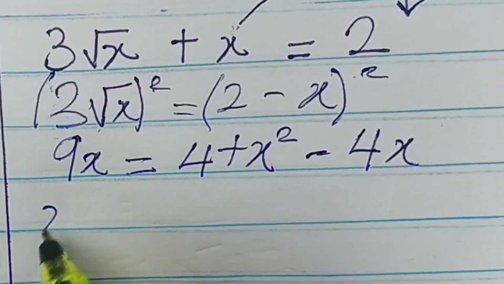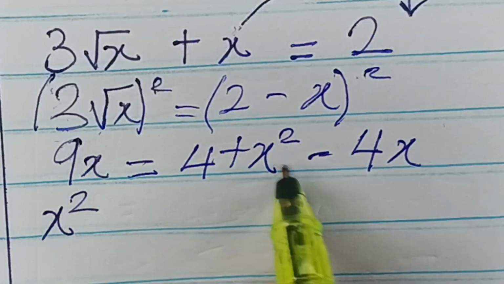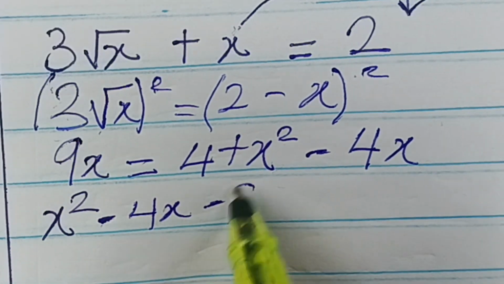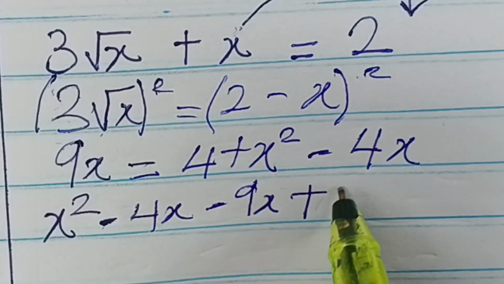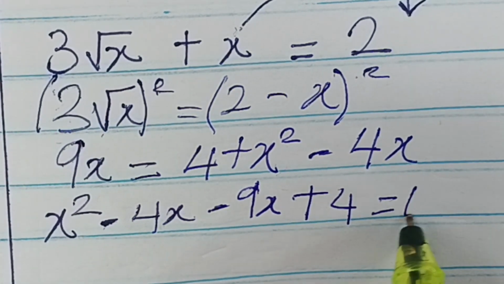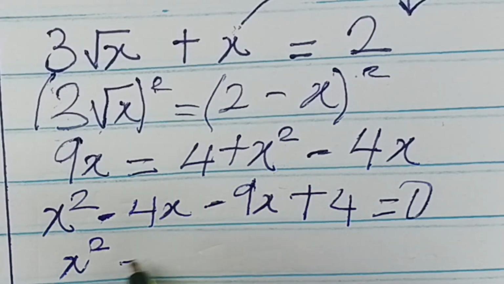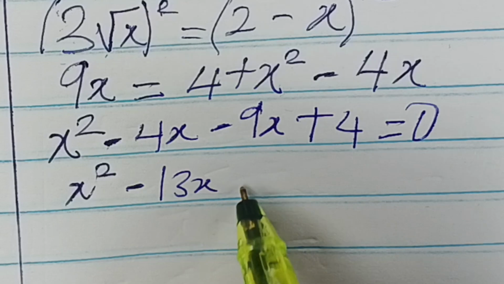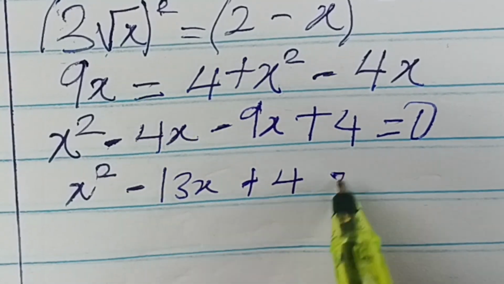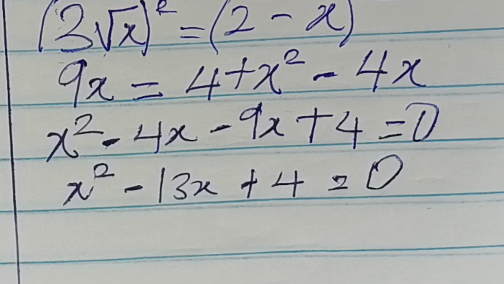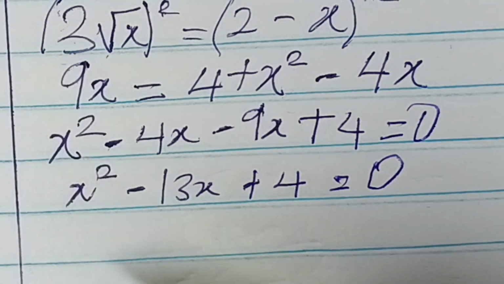Collecting like terms, I have x squared minus 4x, this going there is minus 9x plus 4 is equal to 0. You have x squared minus 13x plus 4 is equal to 0. It's at this juncture that we apply the quadratic formula.